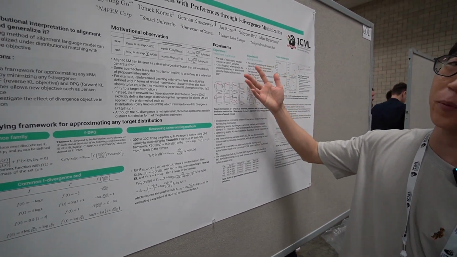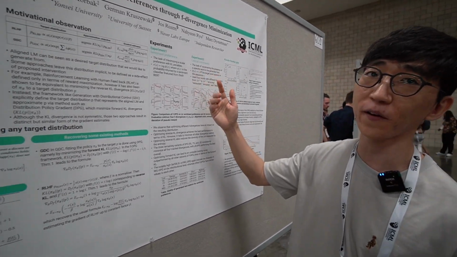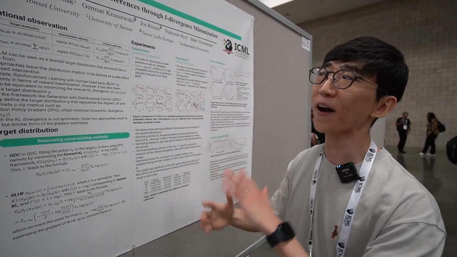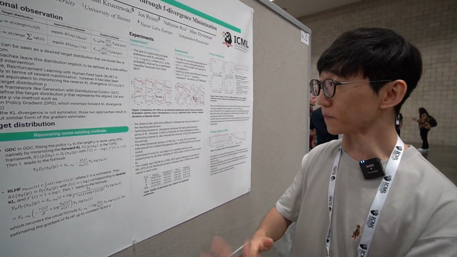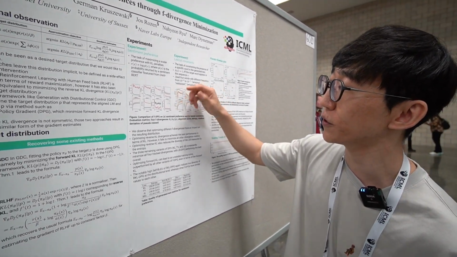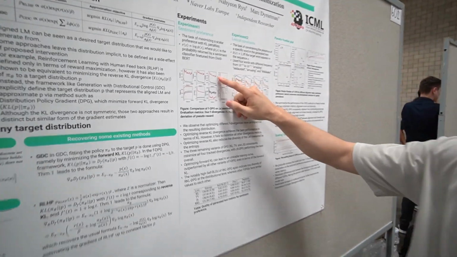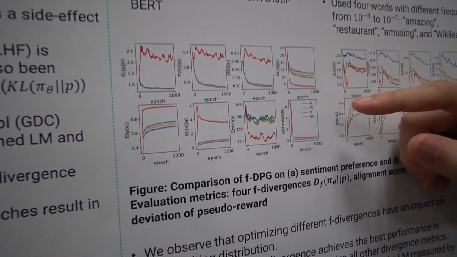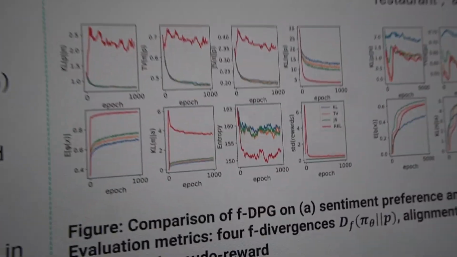And the thing is that in the experiment, these two or other different objectives have different impacts on the final trained model. Here you can focus on these two lines: the red line and the blue line. The red line is minimizing the reverse KL divergence, and the blue line is minimizing the forward KL divergence.